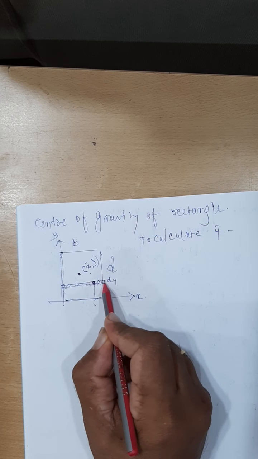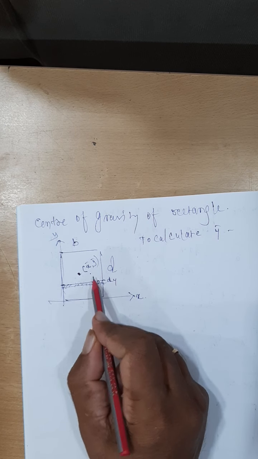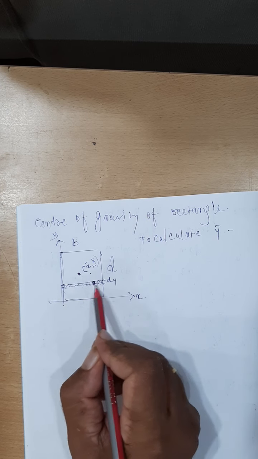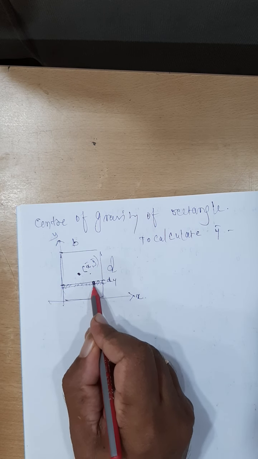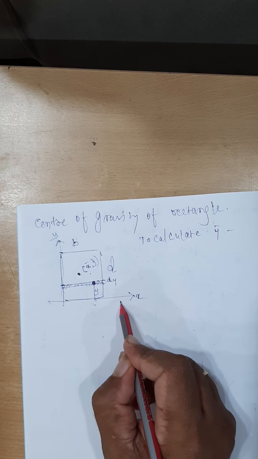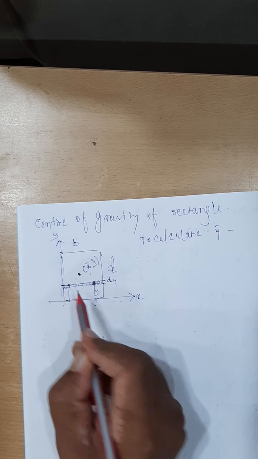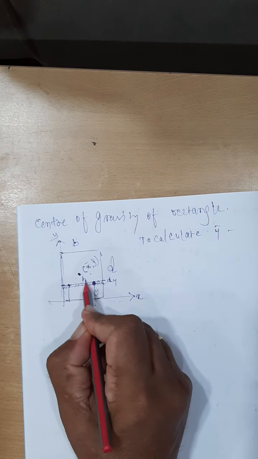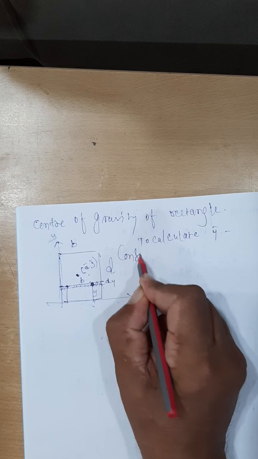Say this strip is very small, dy is very small, then only this distance will become fixed. If you are considering dy large, then this distance is not fixed. So consider a small elemental strip of depth dy, located at a variable distance y from the x-axis. Whether you consider this part or this element, its distance is fixed from the x line and is equal to y, and its area is b into its depth dy.